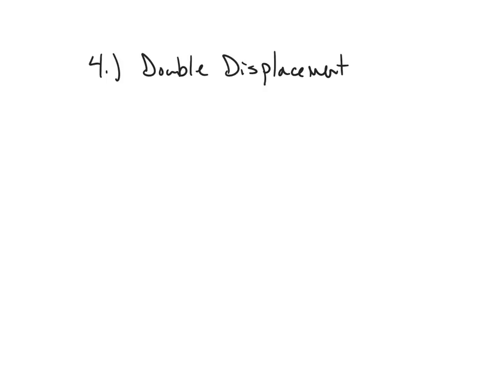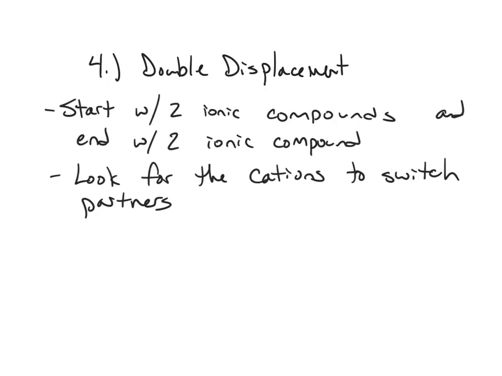And it looks a lot like single displacement in that you have the same number of reactants and products on both sides of the reaction arrow. In fact, what you have is two ionic compounds on the left side of the reaction arrow and two ionic compounds on the right-hand side of the reaction arrow. So you have two complex reactants and two complex products. You look for the cations to switch partners.